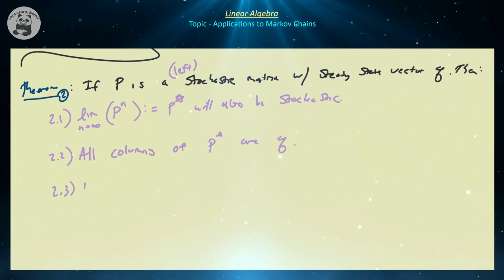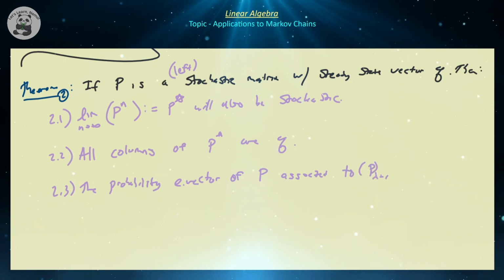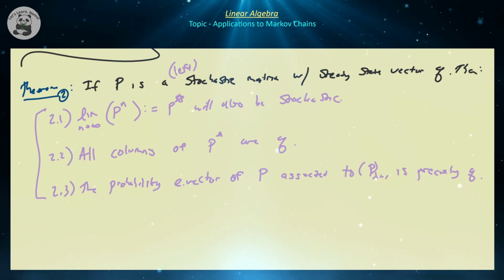And 2.3, the probability eigenvector of P associated to the eigenvalue lambda equal to 1 for P is precisely who? Q. Right? Now in terms of proofs for the eigenvalue theorems, they're actually pretty interesting.